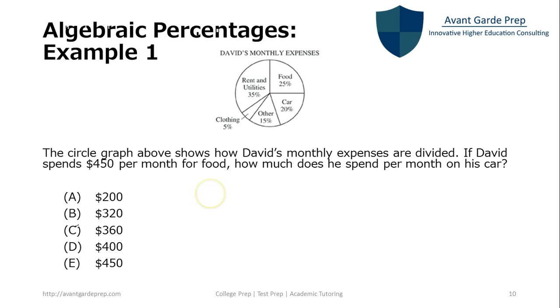Our last example is an algebraic percentage problem. Here, we're given a pie chart, and the question states, the circle graph above shows how David's monthly expenses are divided. If David spends $450 per month for food, how much does he spend per month on his car? And if we look at this chart, we can see that there's percentages, and we're given a value that he spends on one of those percentages.